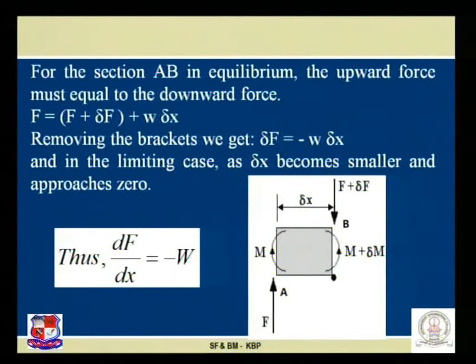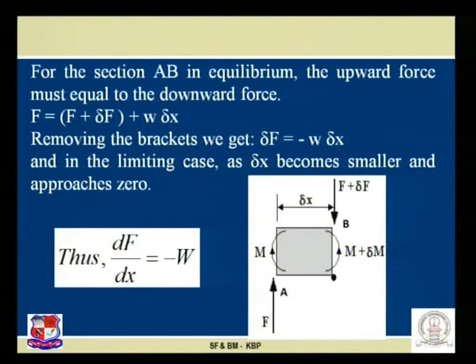Now, once again the same figure which has already been repeated over here for your reference. Section A is on this side, section B is on this side. For the section AB in equilibrium, the upward force must be equal to the downward force. In short, we are taking sigma V equal to 0, that is the equilibrium condition.